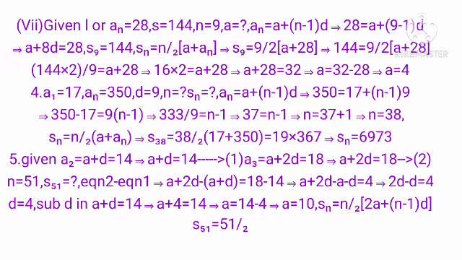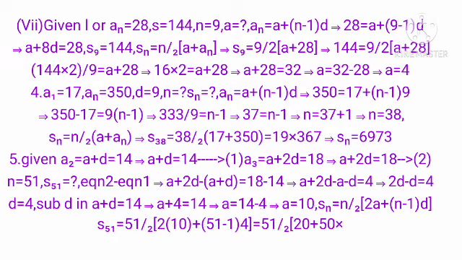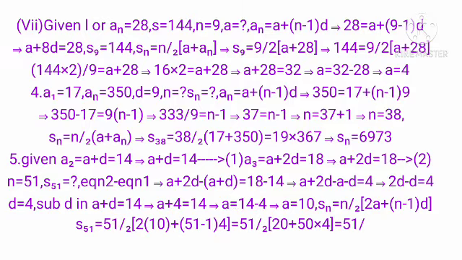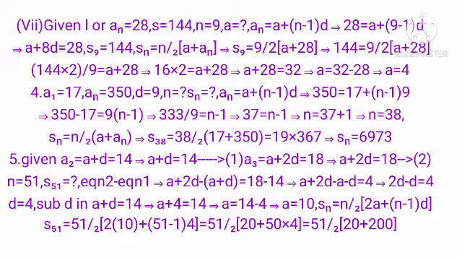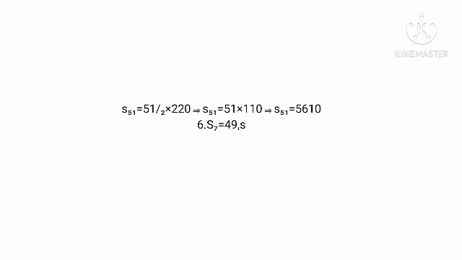Sn is equal to n by 2 into 2a plus n minus 1 into d. S51 is equal to 51 by 2 into 2 into 10 plus 51 minus 1 into 4, is equal to 51 by 2 into 20 plus 50 into 4, that is equal to 51 by 2 into 20 plus 200. Then S51 is equal to 51 by 2 into, if we multiply we get 220, implies S51 is equal to 51 into, on division we get 110. S51 is equal to 5610.